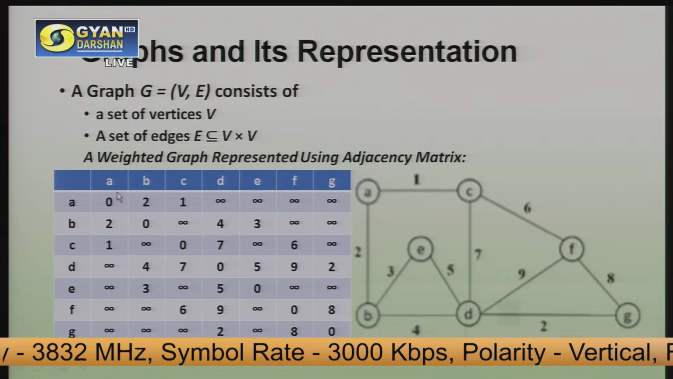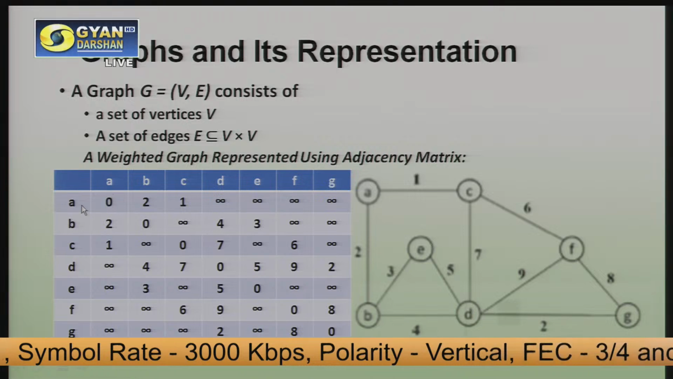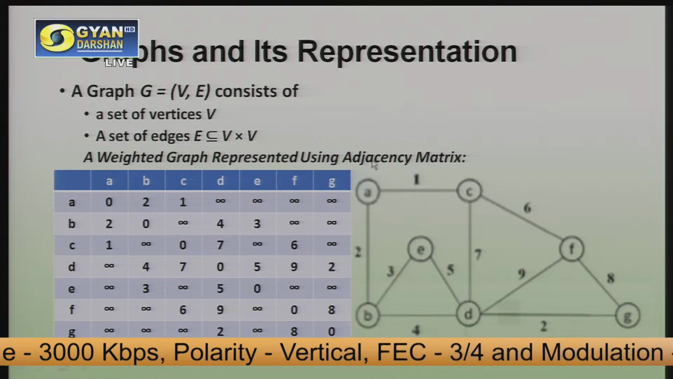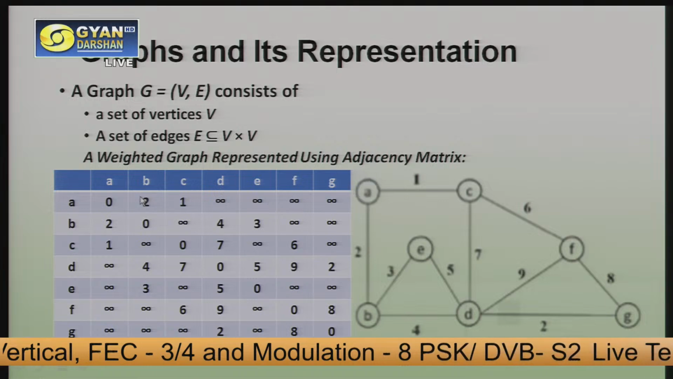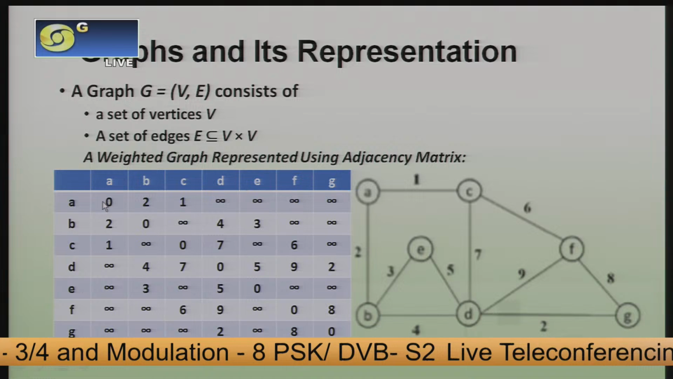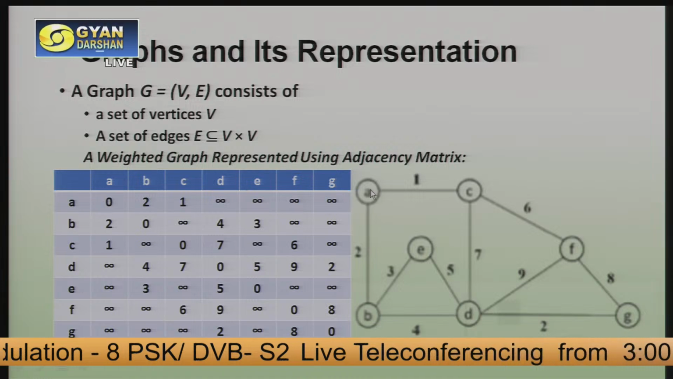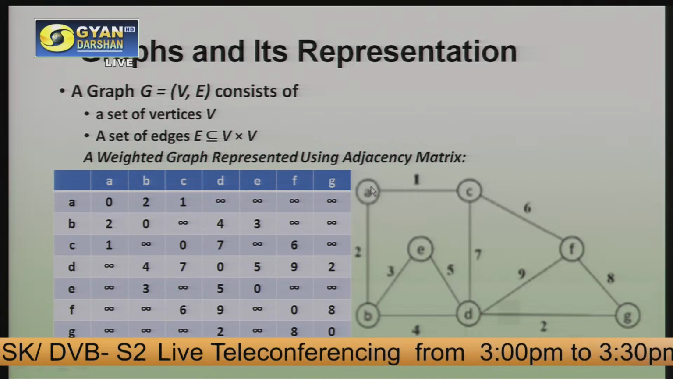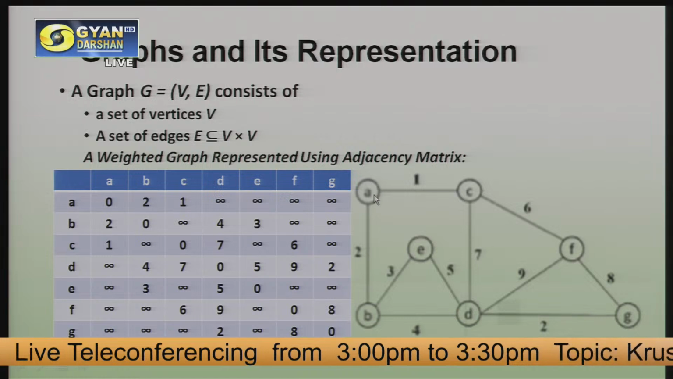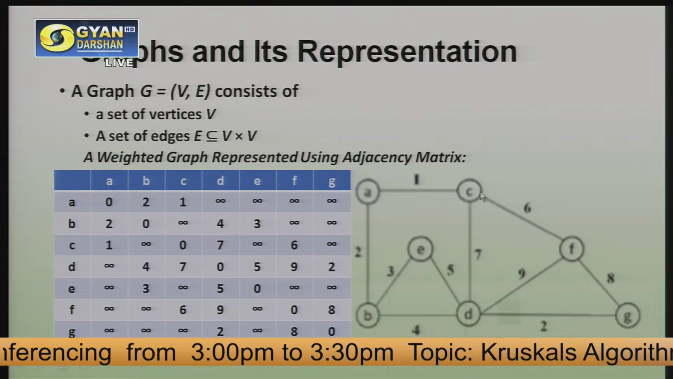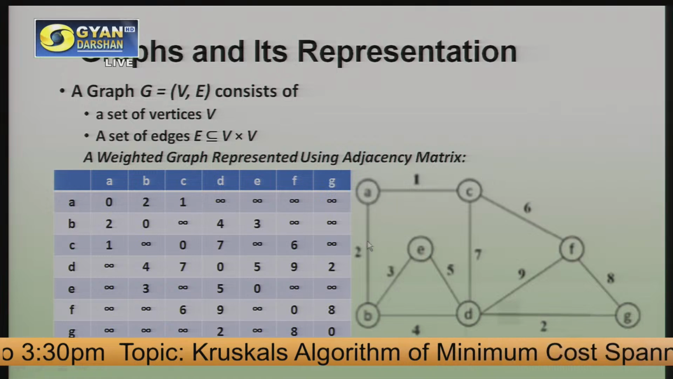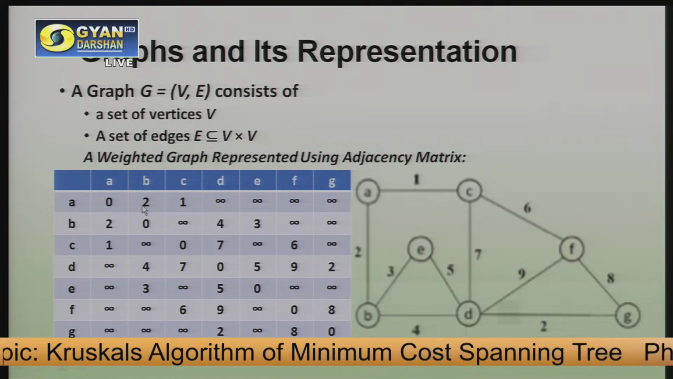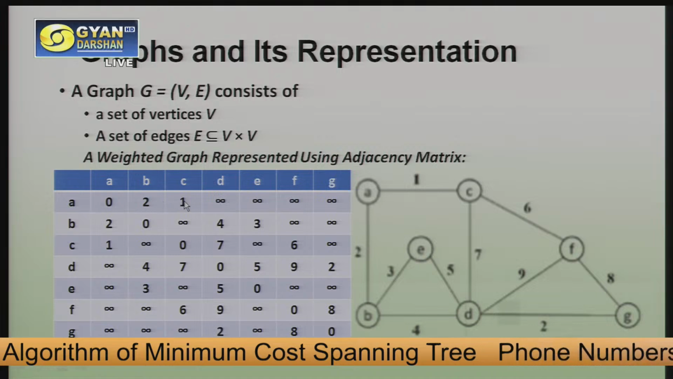Now, in what way have we represented it? From A to A, there is no connection as such. There is no self-link, okay? And that is why the cost is 0. You are at node A, and if you stay at node A, the cost will be 0. But if we move from node A to C, then the cost is 1. Similarly, from node A to B, the cost is 2. So this is what is being represented over here.